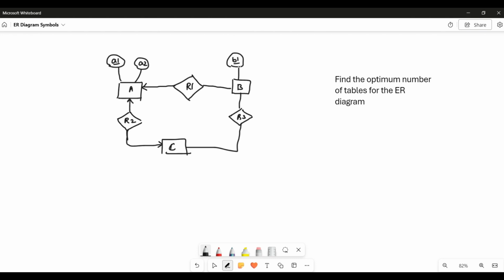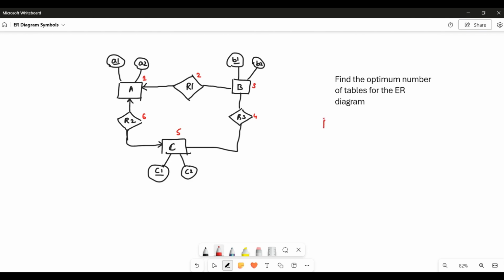P1, and I have... Okay, first of all, what are the maximum number of tables that will be needed? If I have to use maximum tables, I'll use one table for A, one table for R1, one table for B, one table for R2, one table for C, and one table for R3.